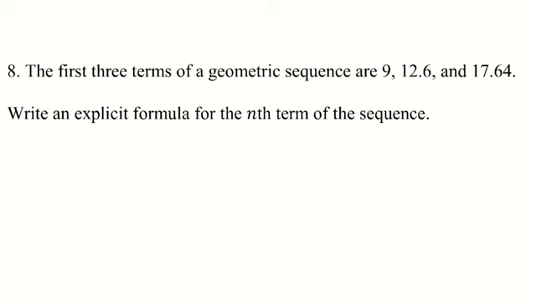Okay, geometric sequence. The first 3 terms of a geometric sequence are 9, 12.6, and 17.64. Write an explicit formula for the nth term of the sequence. Okay, well they said it's geometric, which means that there is a constant ratio between the terms. So if I divide 17.64 by 12.6, and if I divide 12.6 by 9, I should get the same thing. Okay, so I'm going to do that. I'm going to grab a calculator.